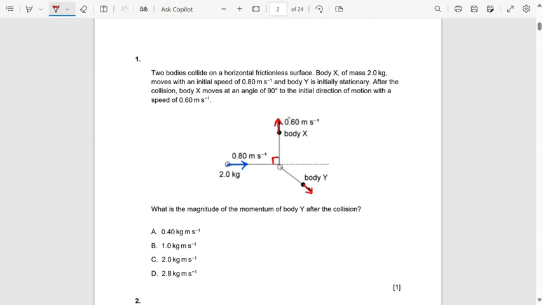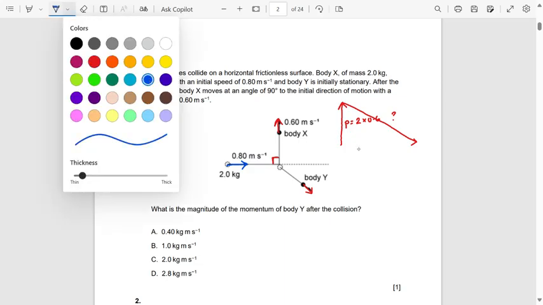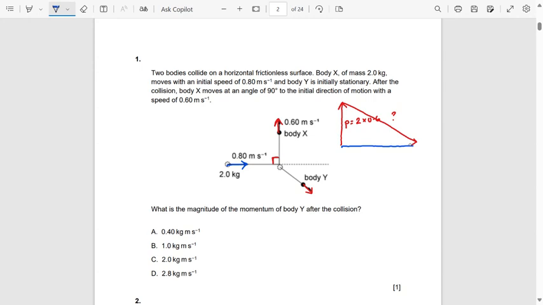So what I'm going to do is a vector triangle. I'm going to start with body X up, and I know that that has a momentum of 2 kilograms times 0.6, and then I'm going to bring across body Y, which is the question mark, and then I'm going to add on the initial body that's coming in, and that has a momentum of 2 times 0.8.